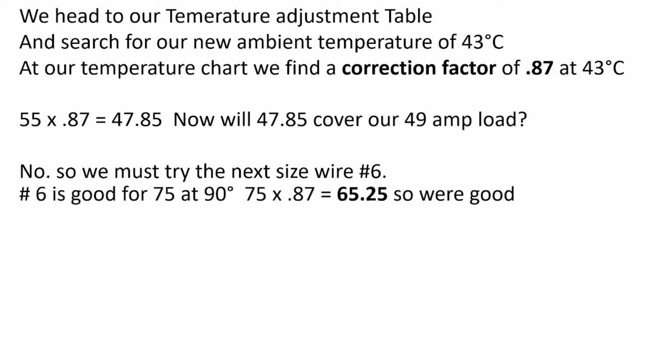Number 6 is good for 75 amps at 90 degrees C. So we apply the correction factor just to make sure we're good. So you take 75 amps, you multiply it by 0.87, and you're going to get 65.25, so we're good to go.